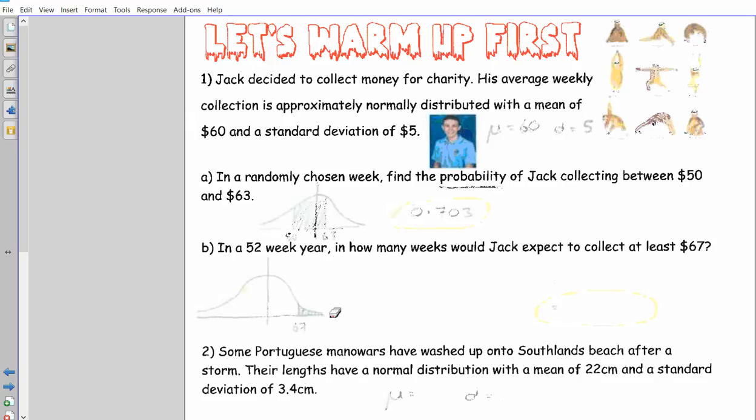So think, what would be our lower bound? Our lower bound would be 67. What would be our upper bound? It would be positive infinity. So remember how we put that in? We go 1E99. And then that's to work out the probability.